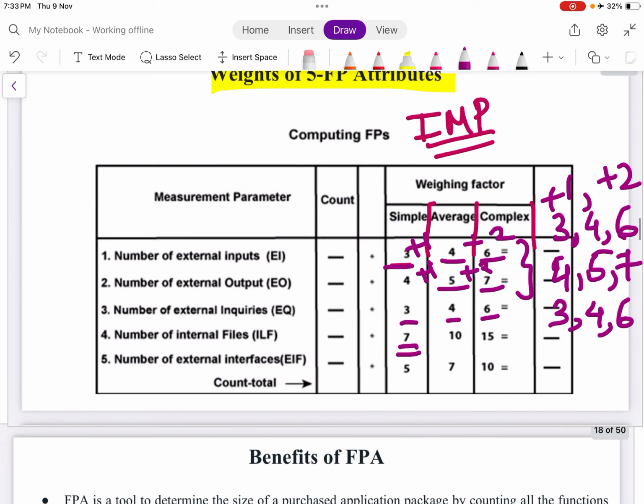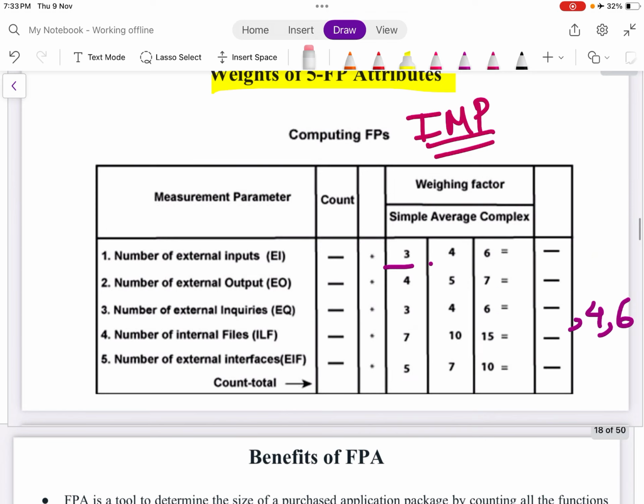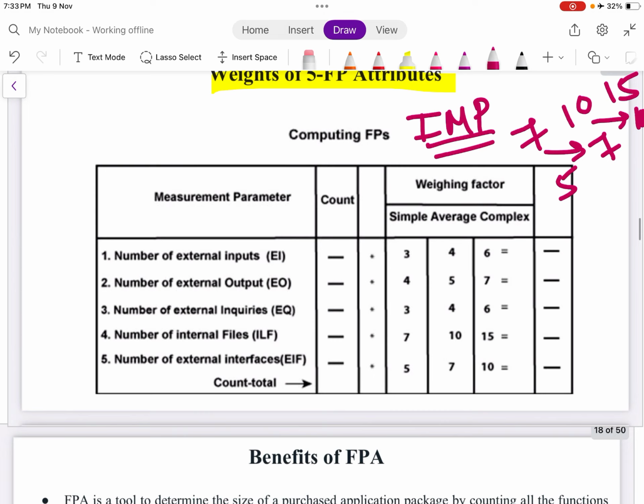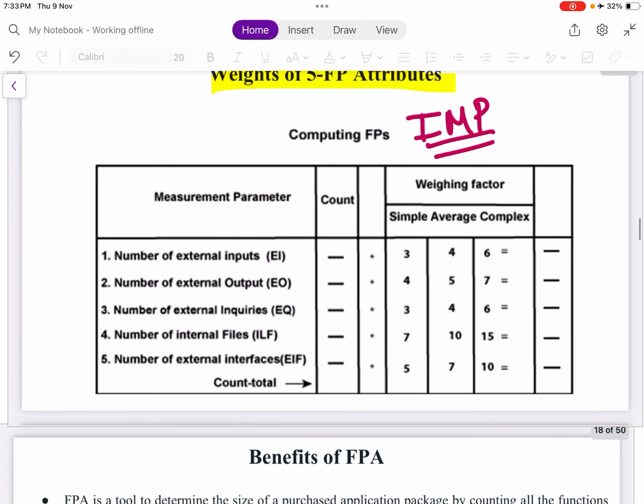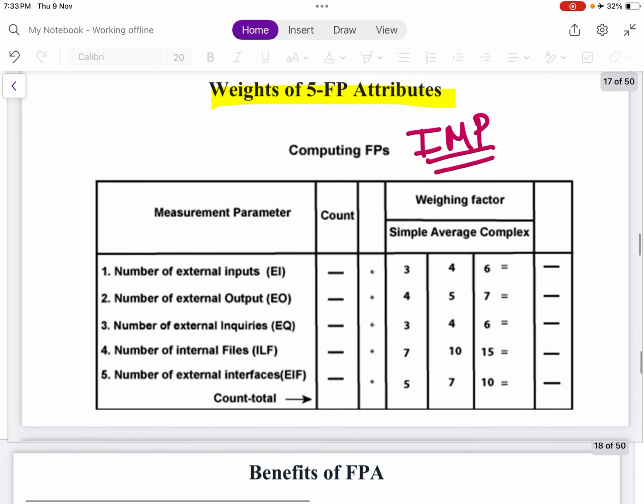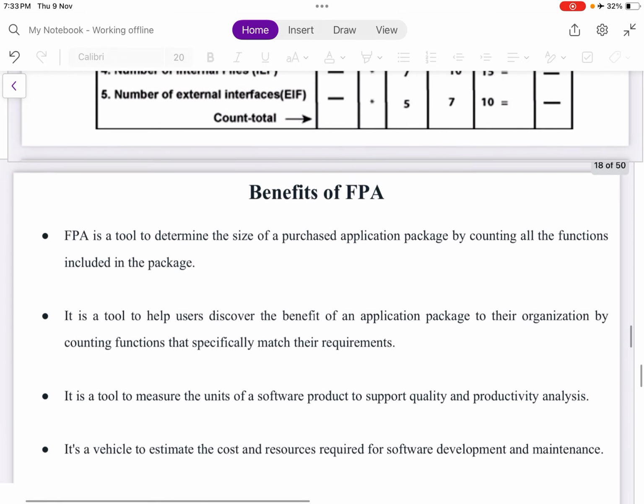Next you have to remember this 7. Here also you will get a 7 diagonally. 10, diagonal also there is 10, then 15 and 5 are multiples of each other. So the table goes like this: 3, 4, 6, 4, 5, 7, 3, 4, 6, 7, 10, 15, then this 7 comes here, this 10 goes here and 5. So 5, 7, 10. So this you have to remember for the weights of the FP attributes.